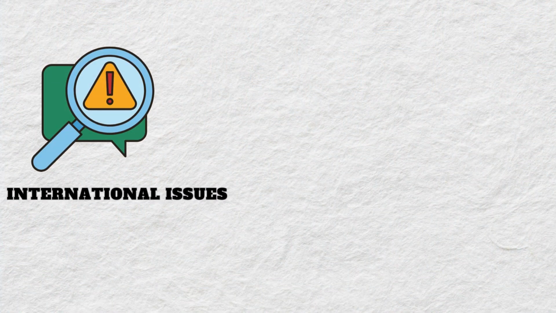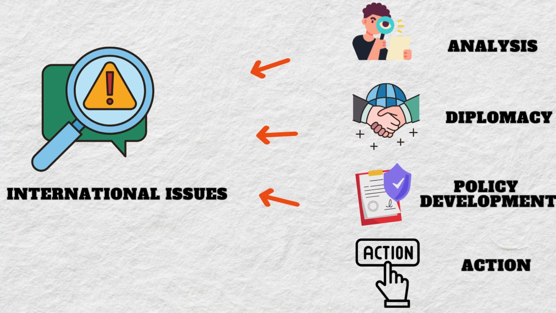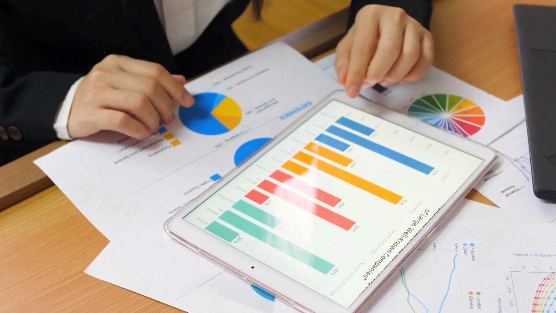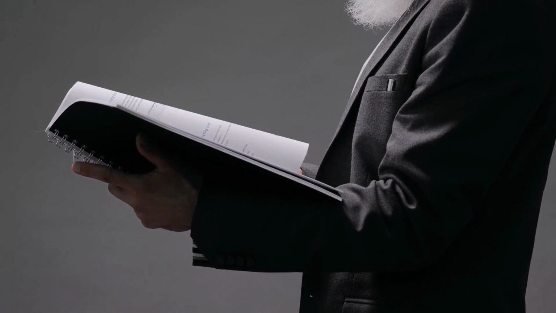Applying the principles and knowledge of international relations to address international issues involves a combination of analysis, diplomacy, policy development, and action. The first step is to thoroughly analyze the international issue at hand. This includes understanding the historical context, the involved actors, the underlying causes, and potential consequences. Scholars and experts in IR use various theoretical frameworks to gain insights into the issue.